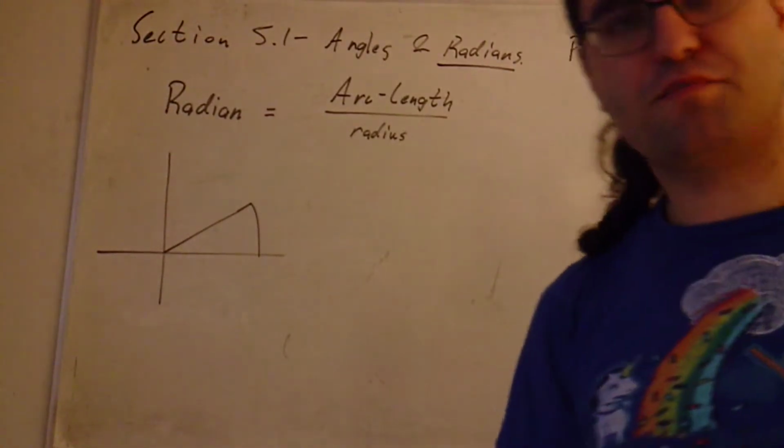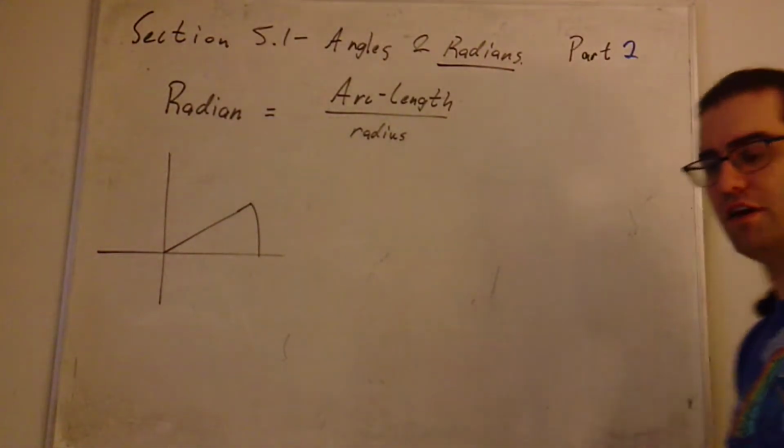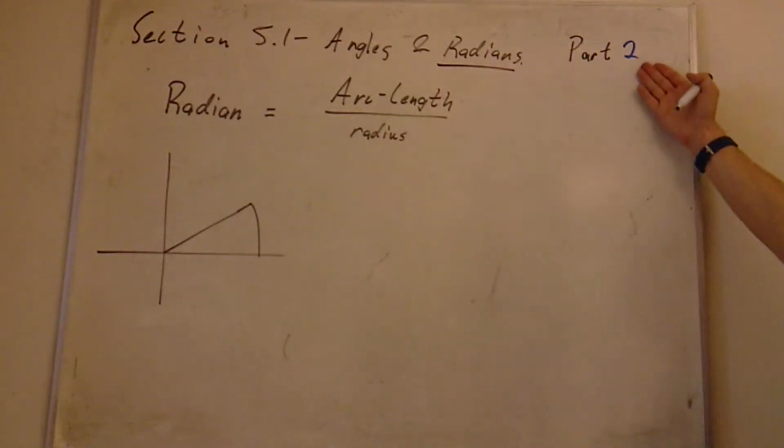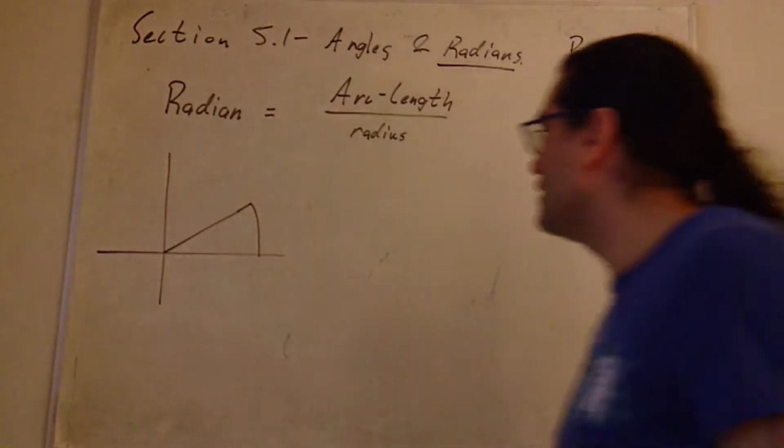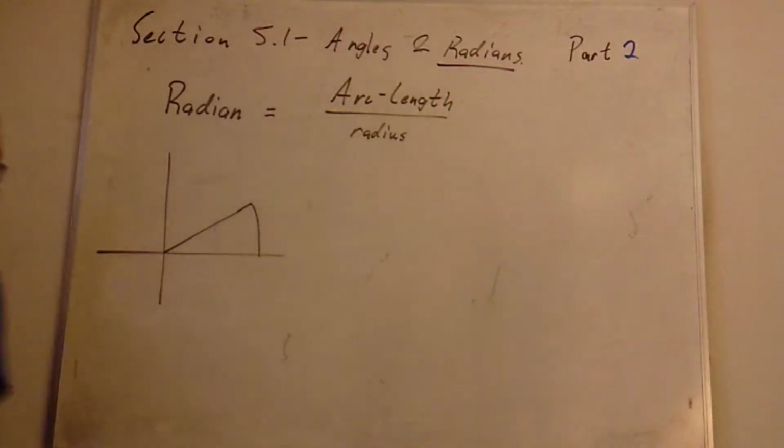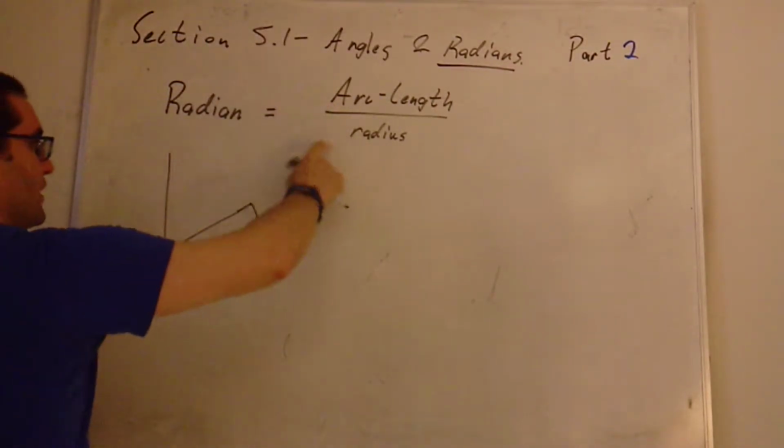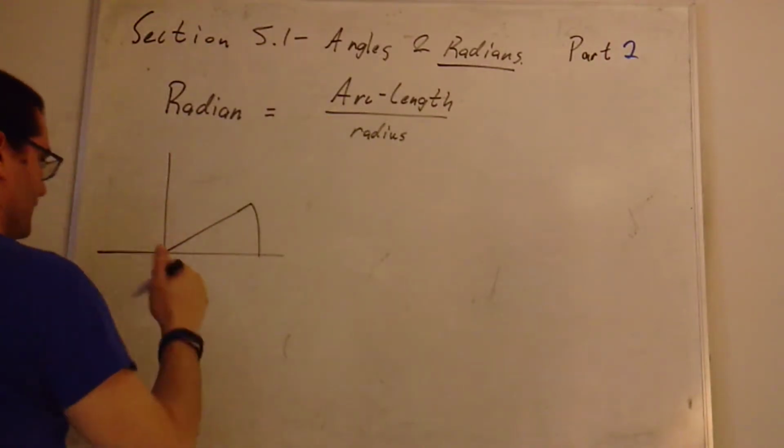Welcome back. This is part 2 of the angles and radians lesson. We're going to jump right into doing this example of radians, which are the ratio of the arc length to the radius of an angle.